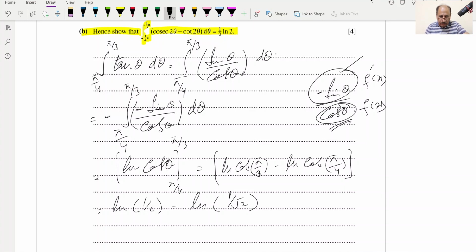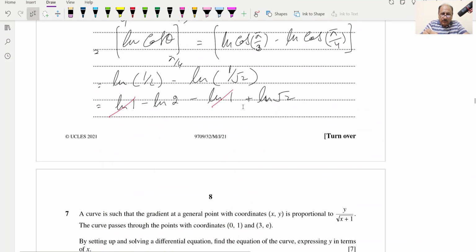And now we can separately write using the log formula: log of a over b will be log a minus log b, so we can write log of 1 minus log of 2 minus log of 1 plus log of under root 2. We can cancel log 1 and minus log 1. So it will be minus log of 2 plus 1 by 2 log 2.